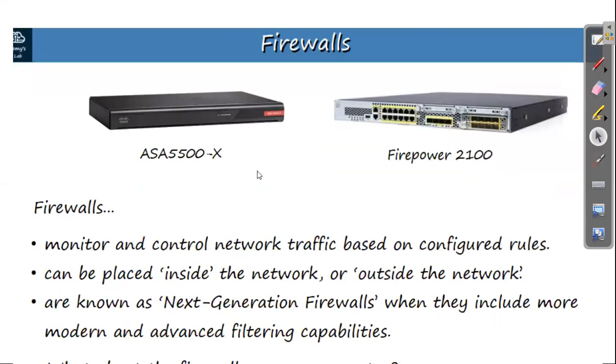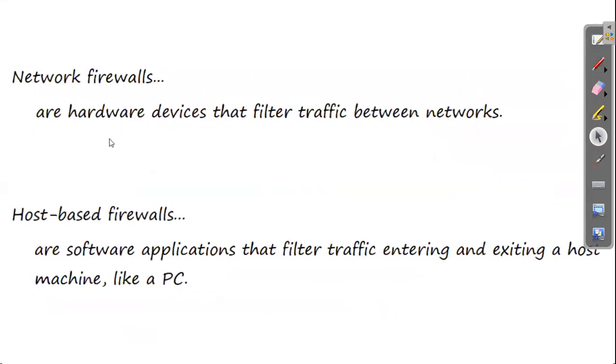These are firewalls. Actually, we use a firewall to filter traffic based on configured rules. We will use several rules here. There are two types of firewalls: one is called a network firewall, the other is called a host-based firewall. This one is software-based, and this one is hardware-based.